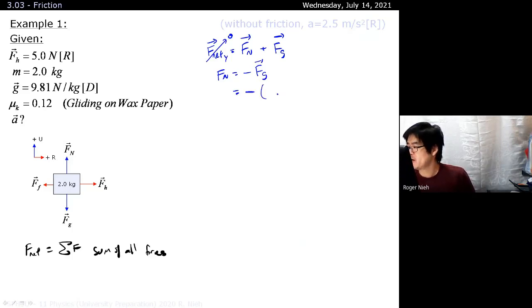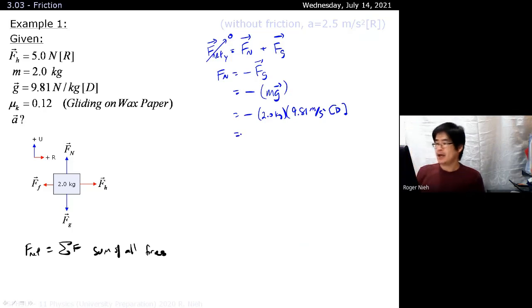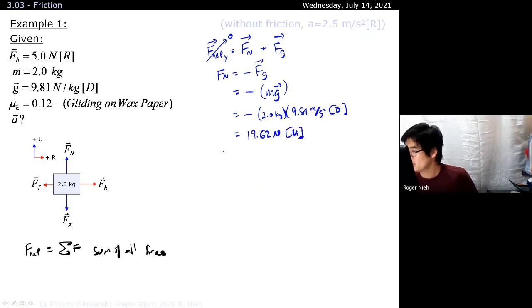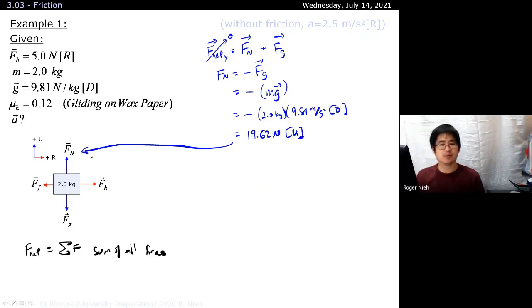That's okay. And what is Fg? Well, Fg is equal to m times g. In other words, negative mass of 2.0 kilograms times, well, I will even use the negative sign, the proper one, which is 9.81 meters per second squared down. And I hope that by seeing it this way, that down times that negative will give you a normal force of 19.62 newtons up, which is true. The normal force does point upwards.